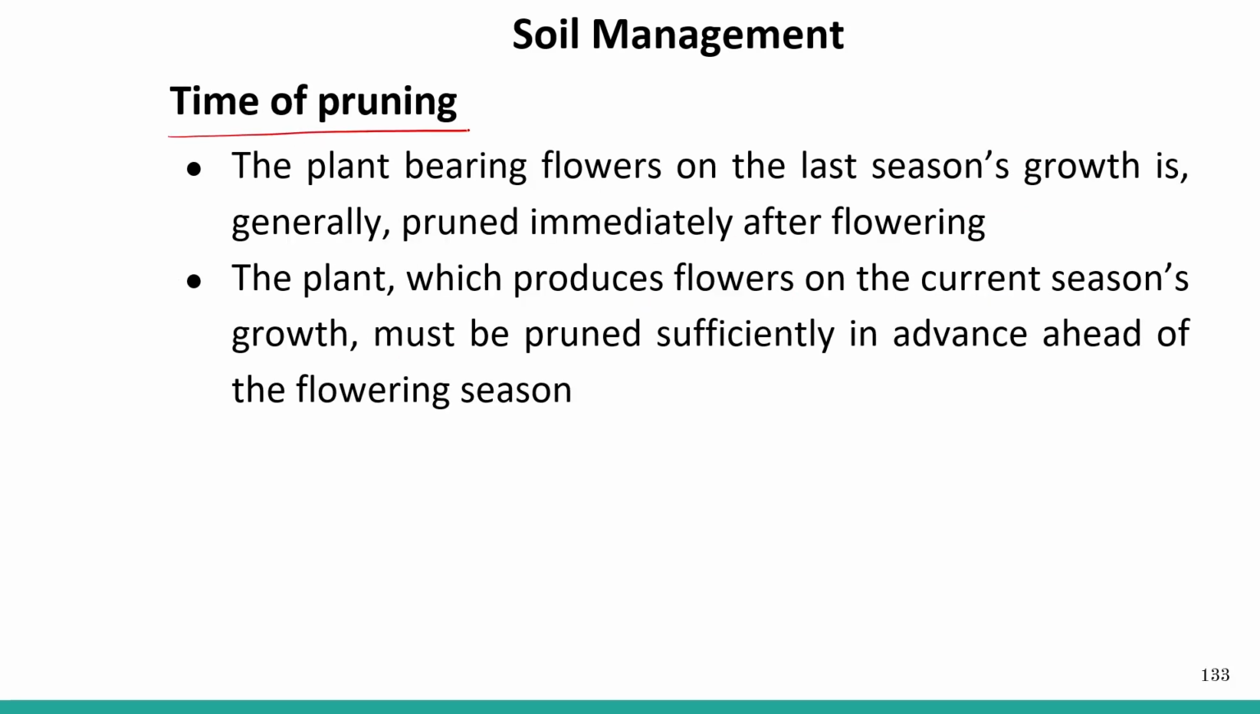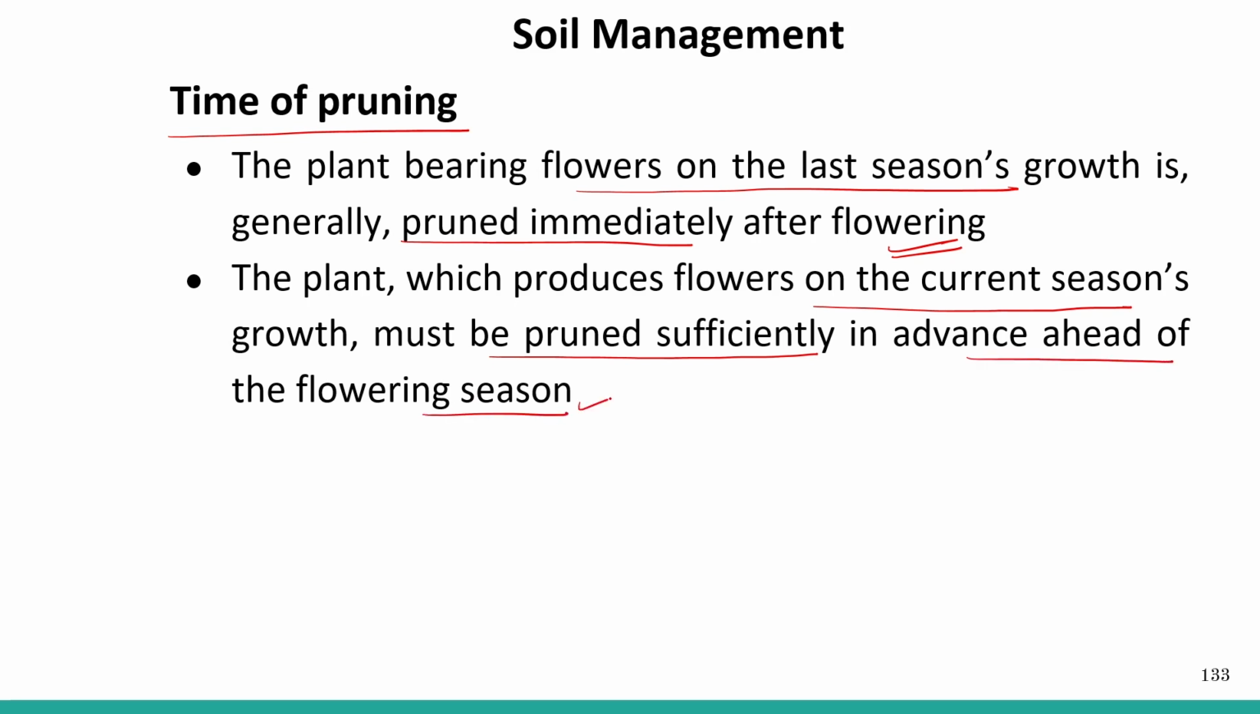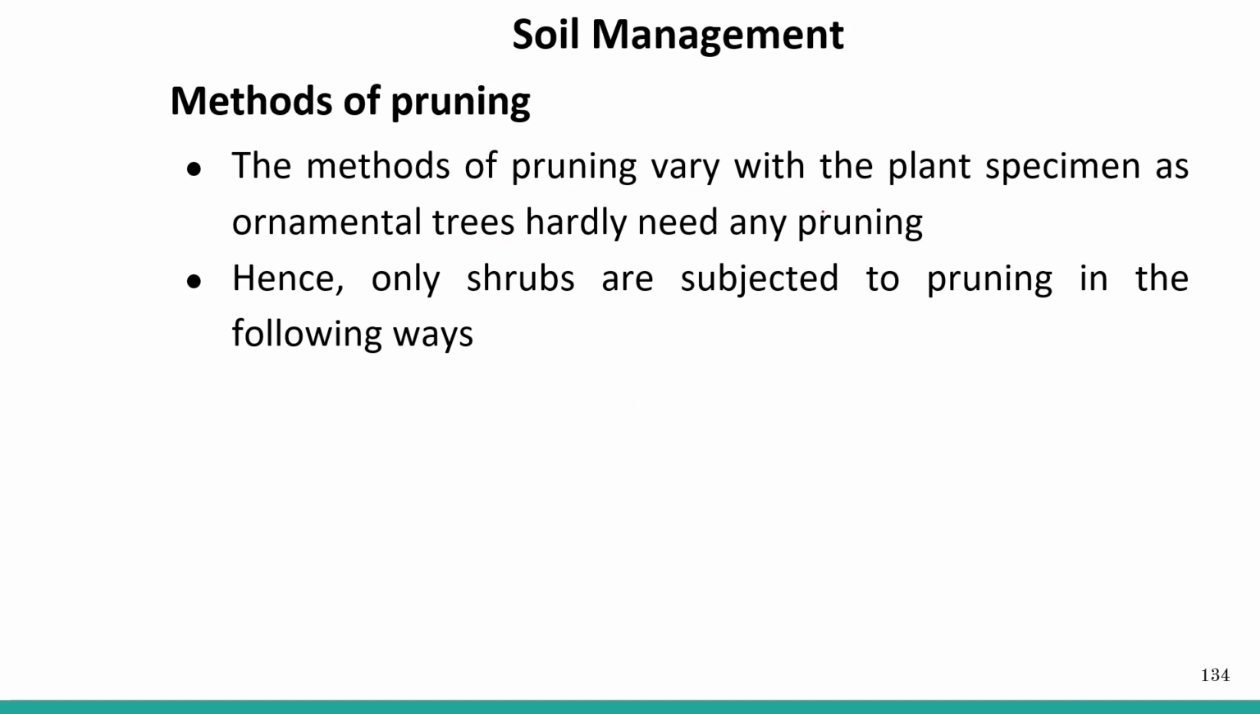Time of pruning. The plant bearing flowers on the last season's growth is generally pruned immediately after flowering. The plant which produces flowers on the current season's growth must be pruned sufficiently in advance ahead of the flowering season. So after the flowering, once the flower has been done, that is the last season's growth, at that time pruning can be done. The methods of pruning vary with the plant specimen, as the ornamental trees hardly need any pruning. Hence only shrubs are subjected to pruning in the following ways.